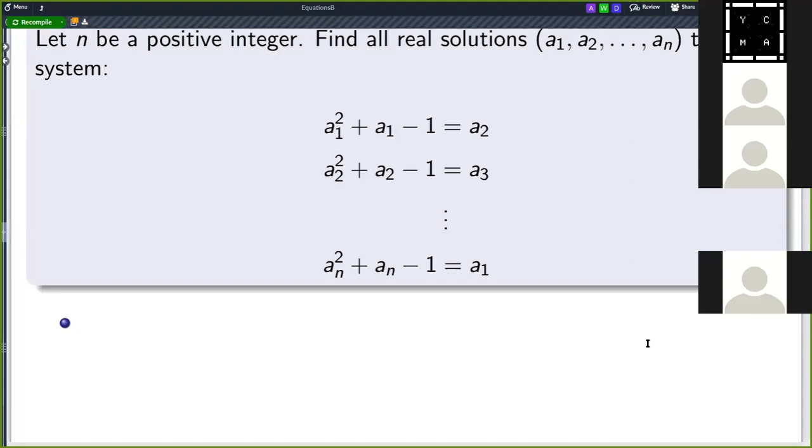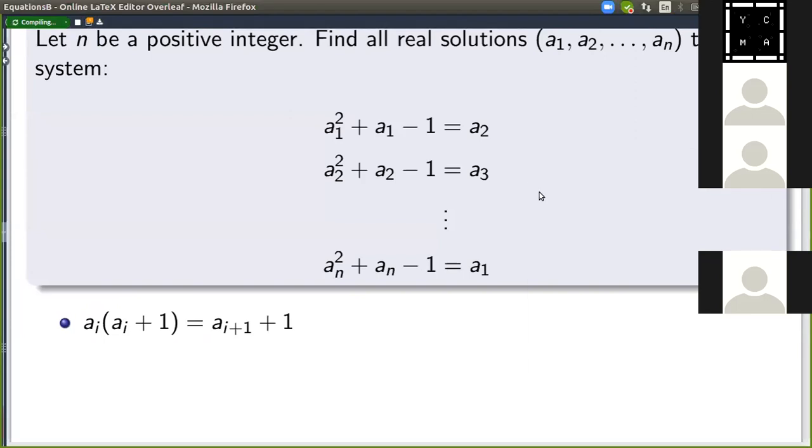So first we can try adding 1 to every equation. So we get this equation when we add 1 to every equation. And now we notice that the left side can actually be factored. So we can rewrite that as ai times (ai plus 1) equals (a_{i+1}) plus 1. So this equation seems useful because we have similar terms on the right side and on the left side.